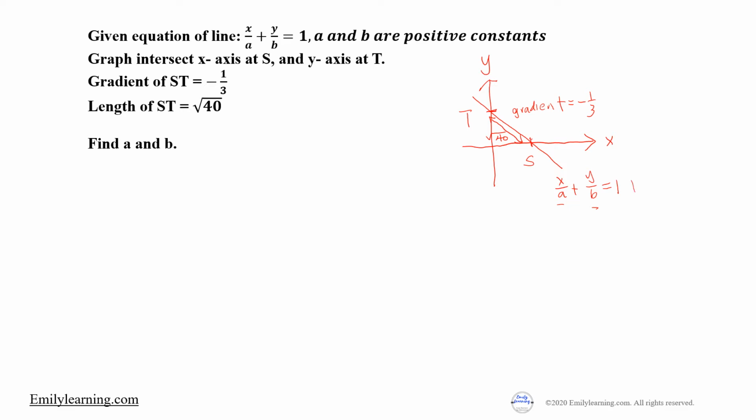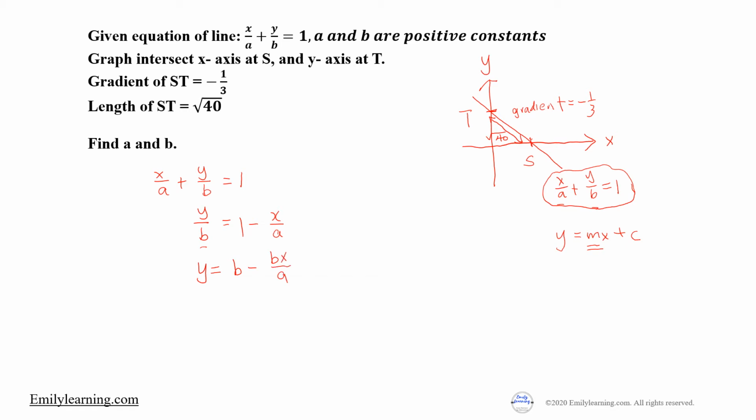So let's first rearrange this equation in the form y equals to mx plus c. So I need to make y the subject first. Okay, so once I make y the subject, I know what is m. m is negative 1/3. So let's do it. So I start off with this x over a plus y over b equals to 1. I want to make y the subject, so I'll bring all terms without y to the other side of the equal sign. Then to get rid of the denominator b, I will multiply all terms by b. So this is what I'll get.